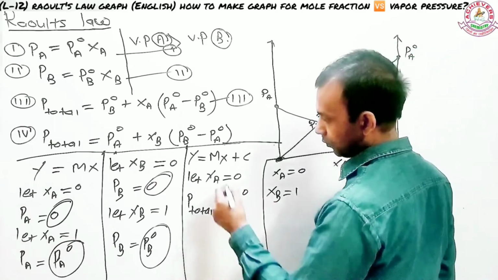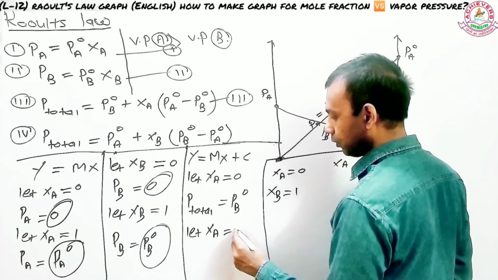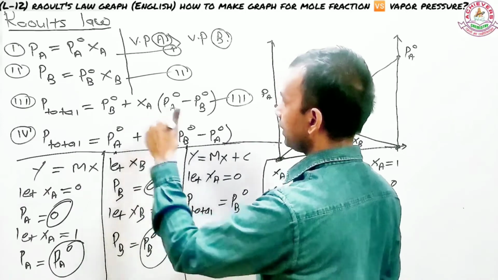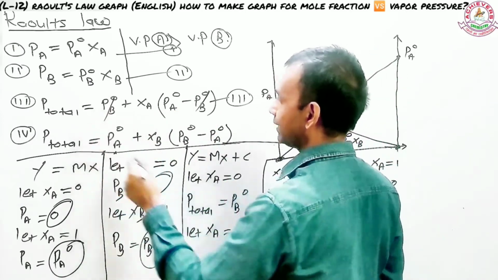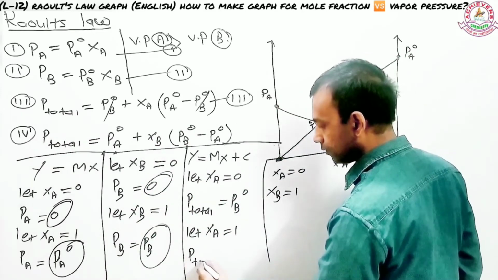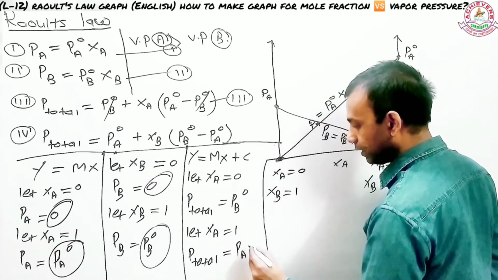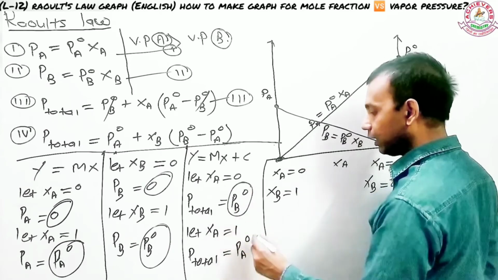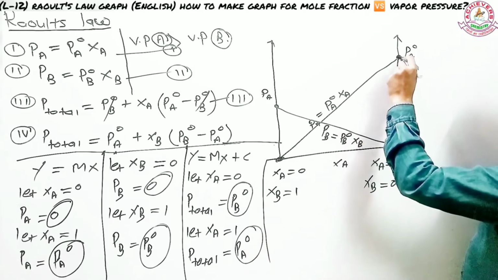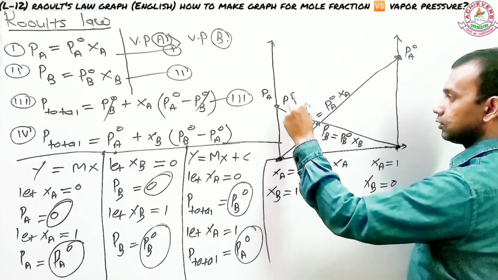Now let's take another value for XA. Let XA is equal to 1, and if we are taking 1 over here, just pay attention, what will happen? This PB naught will get cancelled, and we will obtain P total equal to PA naught. So we are having P total is equal to PA naught. So we have these two values. We can draw the graph for the same. So PA naught is over here, PA naught is over here, and PB naught is over there. This is your PB naught. Sorry, I forgot to write here. This is your PB naught.